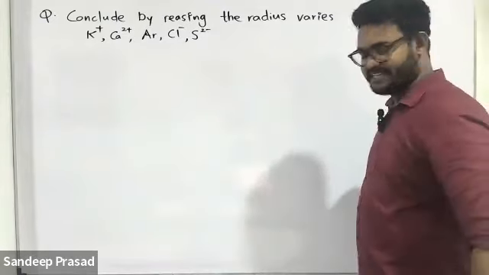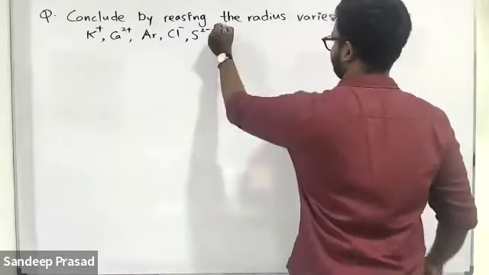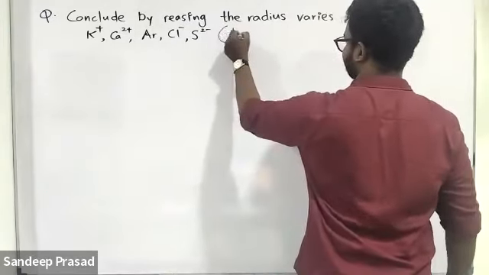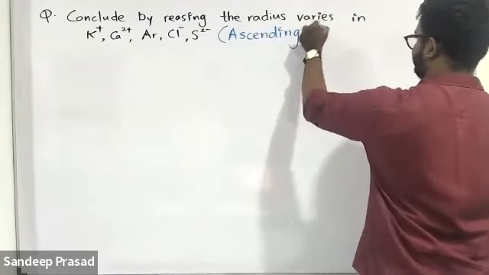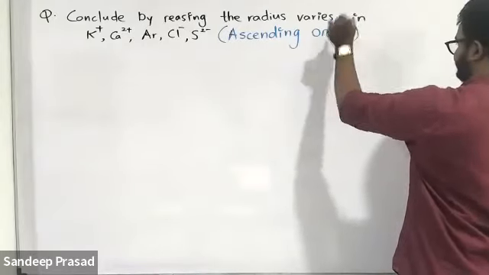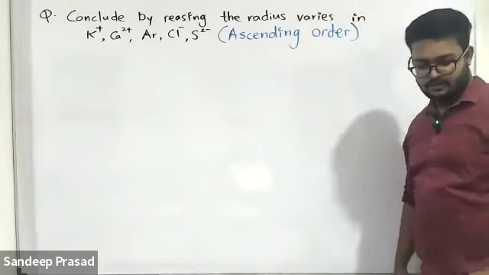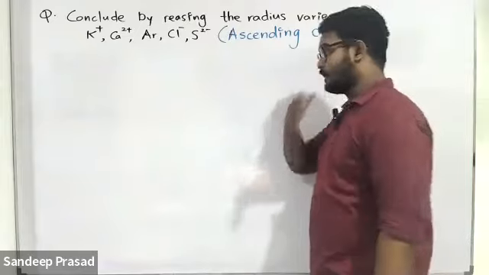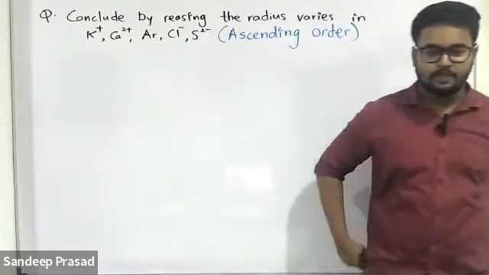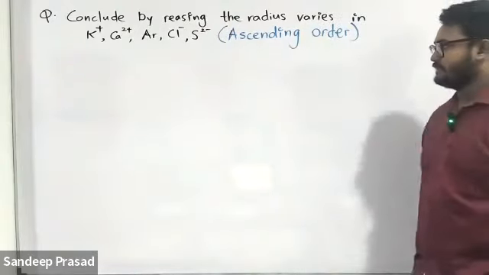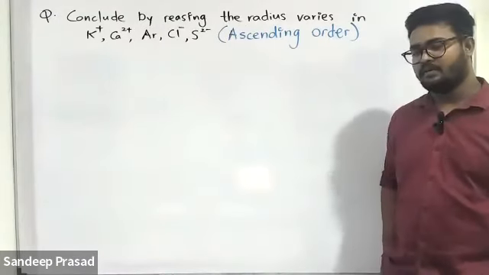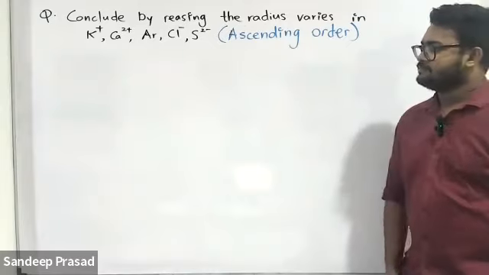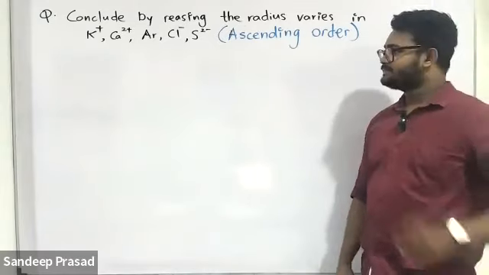Okay, let's do this one in ascending order. A simple exercise. Potassium plus, calcium 2 plus, argon, Cl minus, and S2 minus. How is the radius varying? Arrange these species in ascending order. Very simple thing.